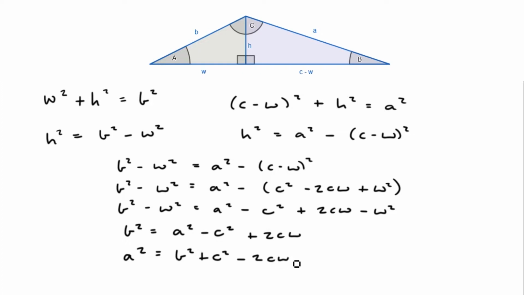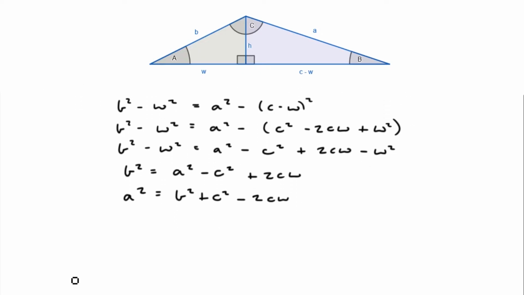But looking again at the right-angled triangle on the left, that triangle has a hypotenuse of b, and the side adjacent to the angle A is w. So using the definition of cosine, we have that the cosine of the angle A is equal to w divided by b. Rearranging that, we have that w is b times the cosine of A.